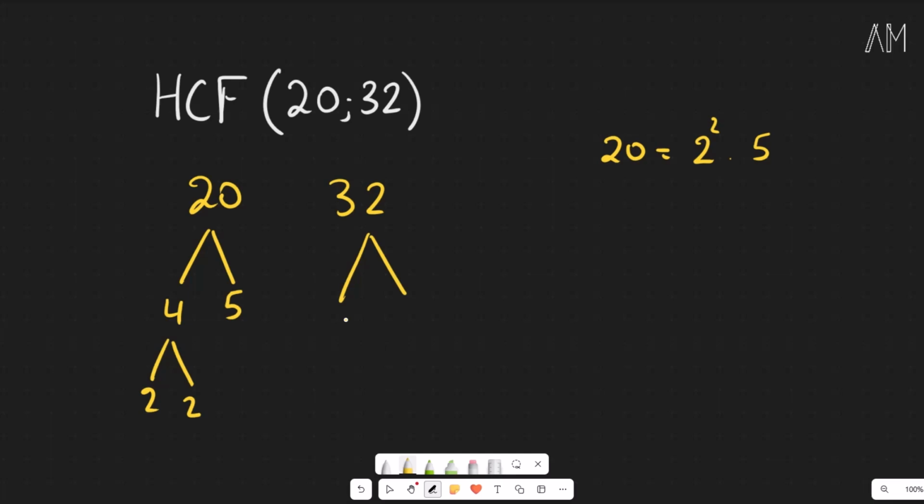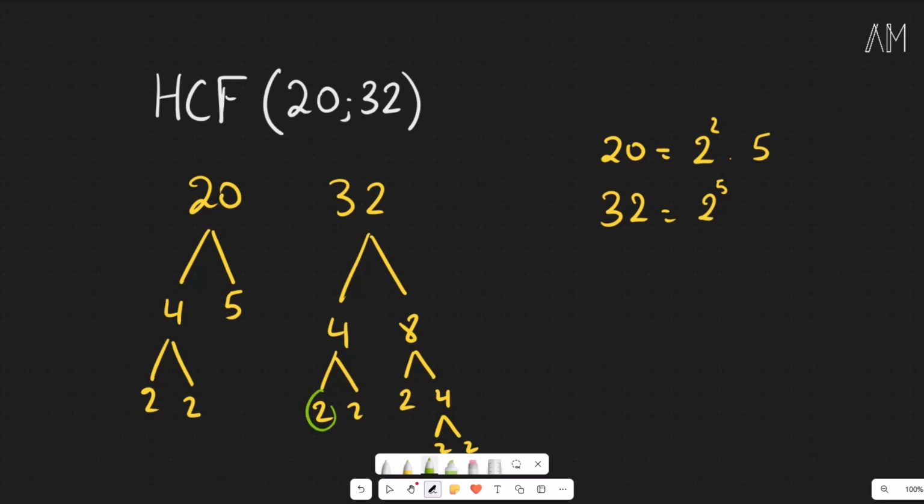32 is simply 4 times 8. The 4 I can break down to 2 2's. The 8 will be 2 times 4, and the 4 will again be 2 2's. So the 32 will be 2 to the power of 5. As you can see, we have 1, 2, 3, 4, and 5 2's. There we go. Again, we circle the common numbers. We have here the 2's, and the lonely numbers, we will put them in the box.